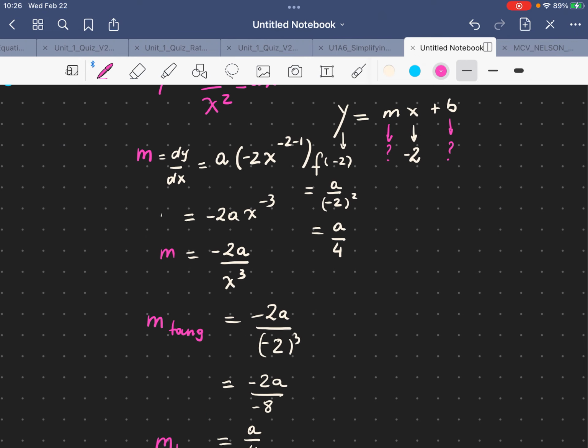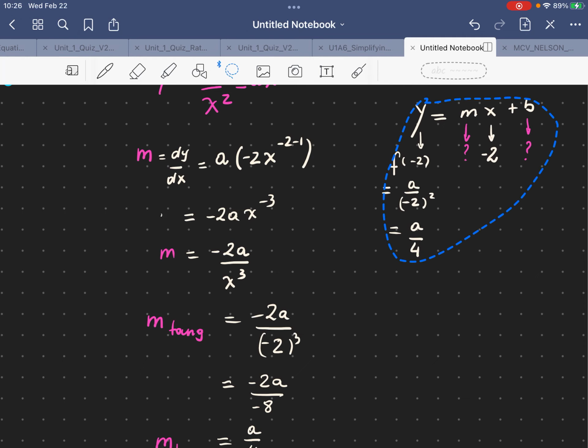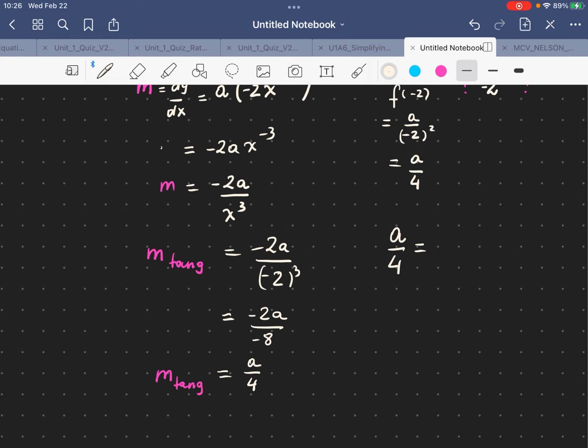So we're going to go back to the equation we were working with, and we're going to say, you know what, we have great news. We found the slope. Let's substitute everything we have, and let's see what the equation of the tangent looks like. So for the value of y, remember that we found a over 4. So we're going to say y is a over 4. The slope is also a over 4. So we'll write that down.